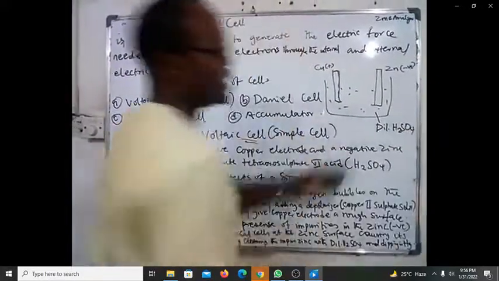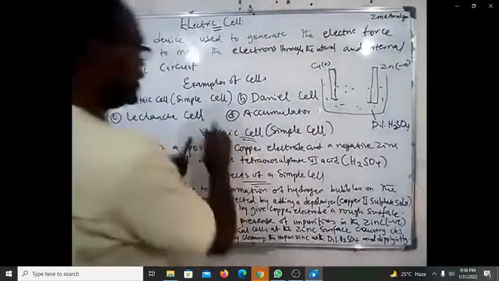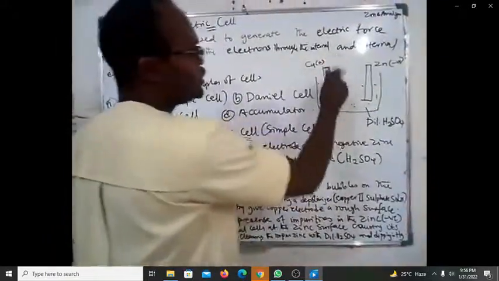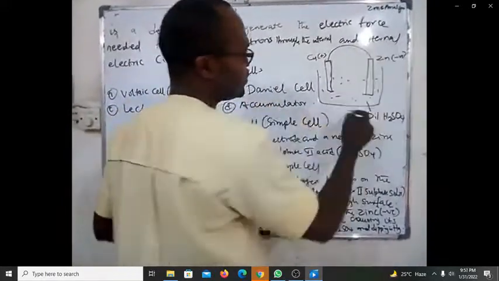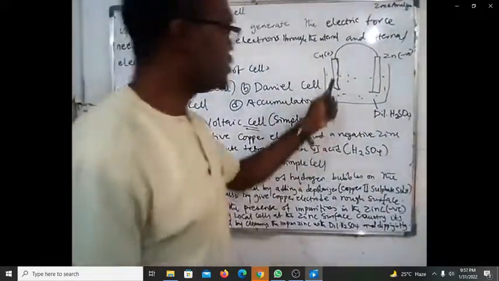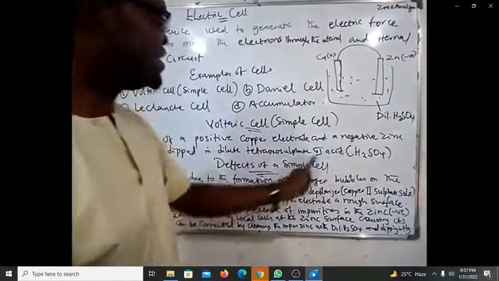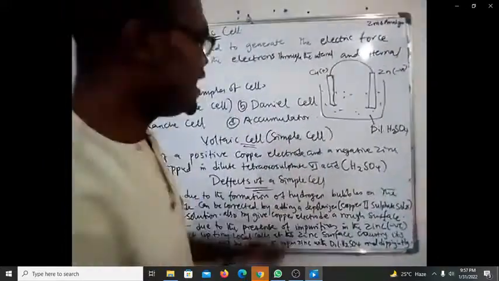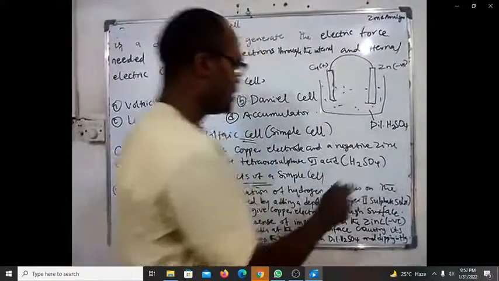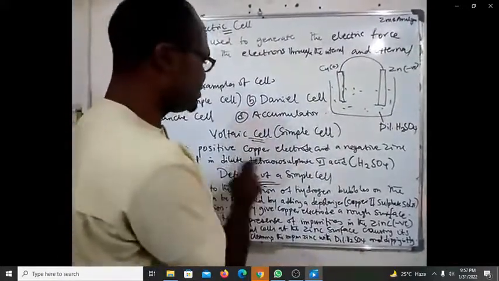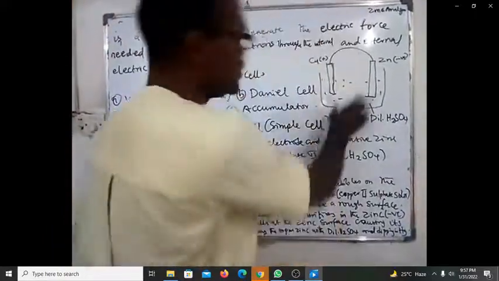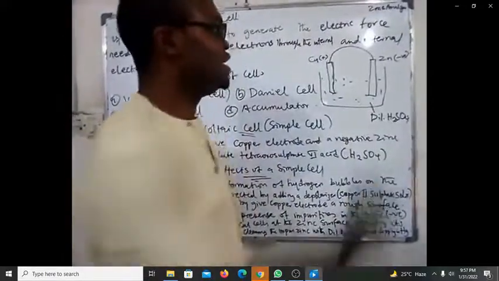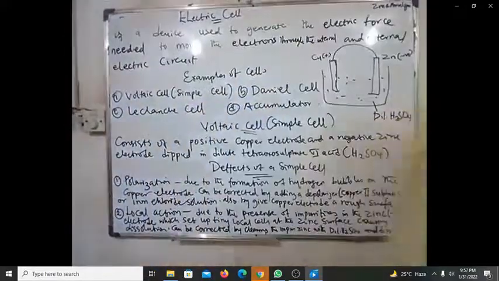tetraoxosulfate 6 acid. So for you to have a voltaic or simple cell, you need to have two electrodes, copper, which is positive, zinc, which is negative, dipped into what? Dipped into dilute H2SO4. Is that clear? So, dilute tetraoxosulfate 6 acid. Dilute H2SO4. Or you say dilute tetraoxosulfate 6 acid. Is that clear? So that is the electrolyte that you put the electrodes inside in order for you to generate what? Current.